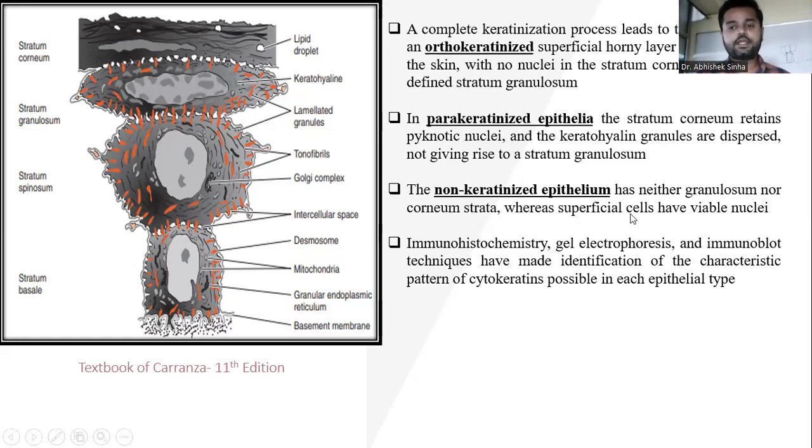Then you have non-keratinized epithelia, which has neither a granulosum layer nor a corneum stratum. So both the strata are missing. In parakeratinized, only the stratum granulosum layer is missing. In non-keratinized, both of these are missing. And in orthokeratinized, you will have all the four layers.